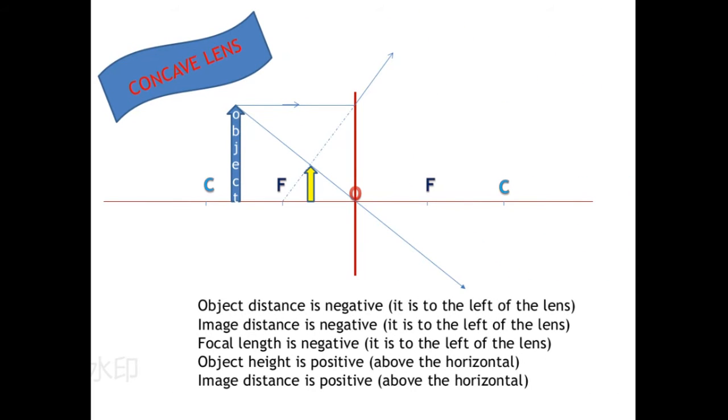Now, concave lens. Object distance is always negative. Image distance is negative. Focal length is negative. They all lie on the left of the lens. Object height is positive, above the horizontal. Image height is also positive since the image is erect.